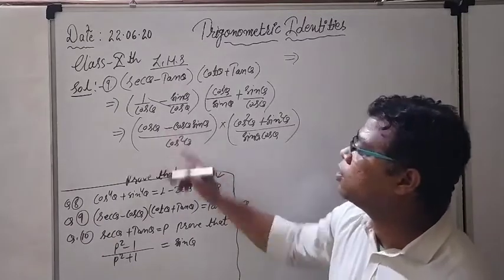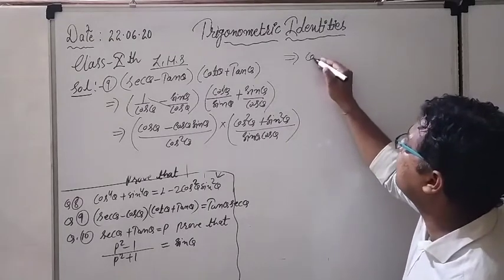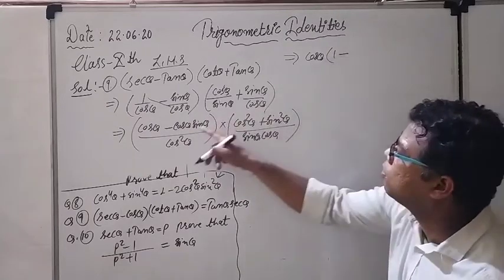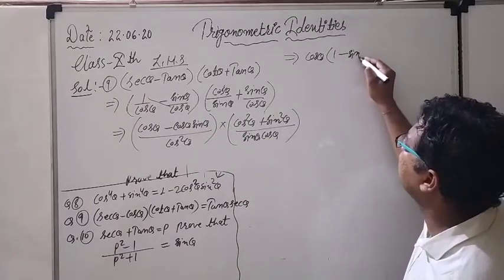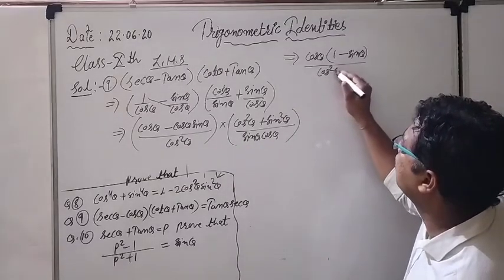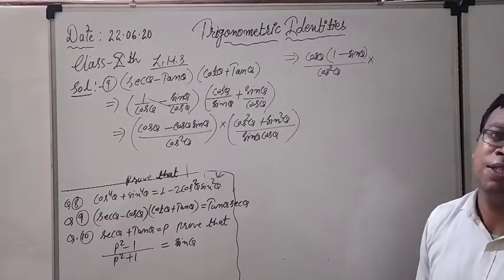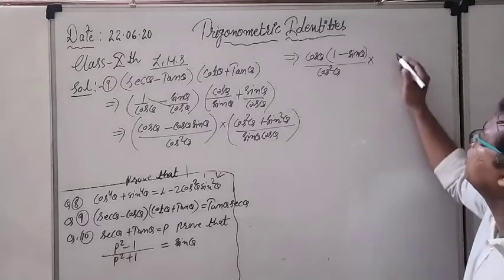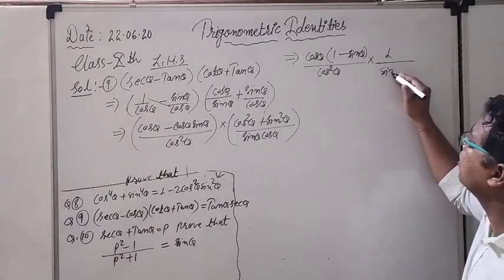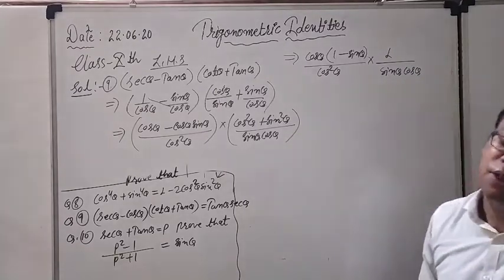You can see cos theta and cos theta, these are the common terms, so I can take cos theta common. What remains here is 1 minus sin theta, and on the denominator, cos square theta, into cos square theta plus sin square theta. This is the identity, so cos square theta plus sin square theta will be converted into 1, upon sin theta cos theta, same as whatever was in the denominator.